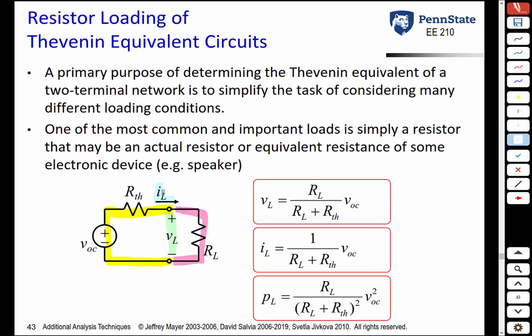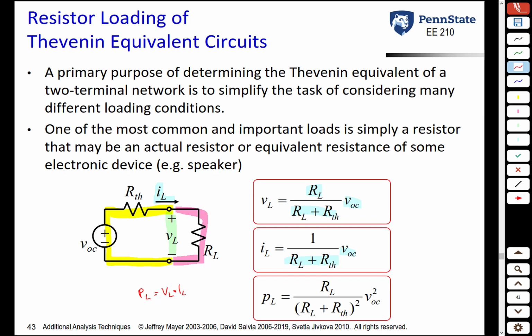Using the simplified Thevenin circuit, the voltage across the load is just a voltage division. It's the load resistance over the sum of the load resistance plus the Thevenin resistance, times the open circuit voltage VOC. Likewise, the load current is nothing more than the open circuit voltage divided by the sum of R Thevenin plus RL. Power, of course, is voltage times current. So the power absorbed by the load is RL over RL plus R Thevenin, squared, times VOC squared.